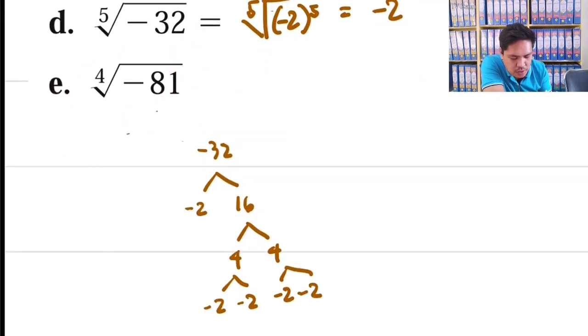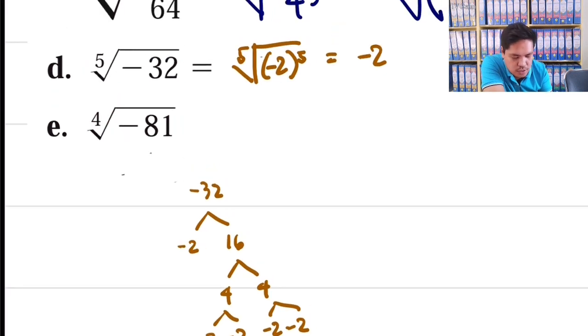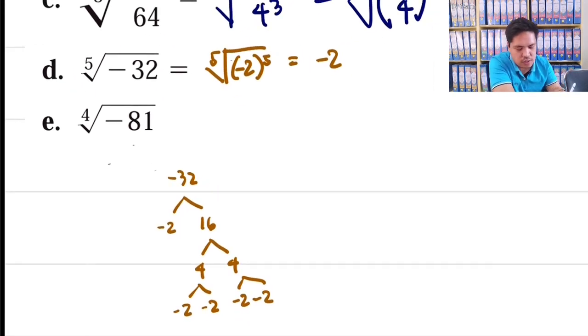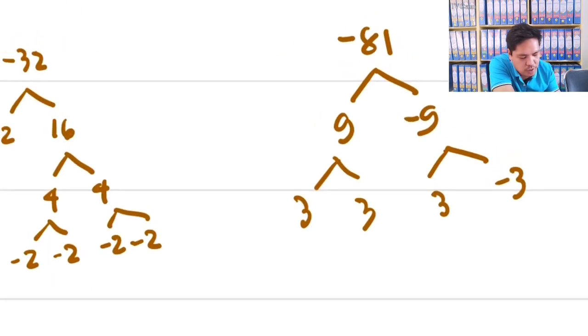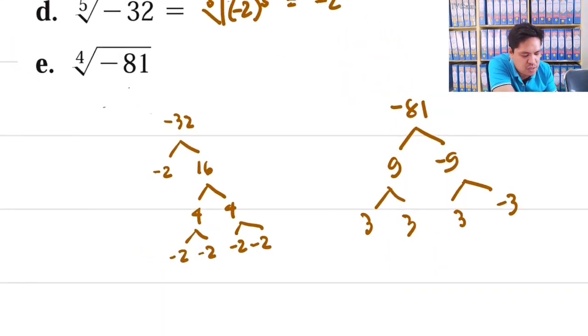So para dito, even kasi yung index niya. So this is not a real number because you cannot generate negative square root, 'di ba? Oh, square root of a negative number, 'di ba? Tingnan natin. Negative 81 is 9 times 9, right? So 9 times negative 9, 'di ba? So this is 3 times 3. Pwedeng negative 3 times 3. So 3 times negative 3. Okay? So laging may maiiwan na negative na isa, 'di ba?